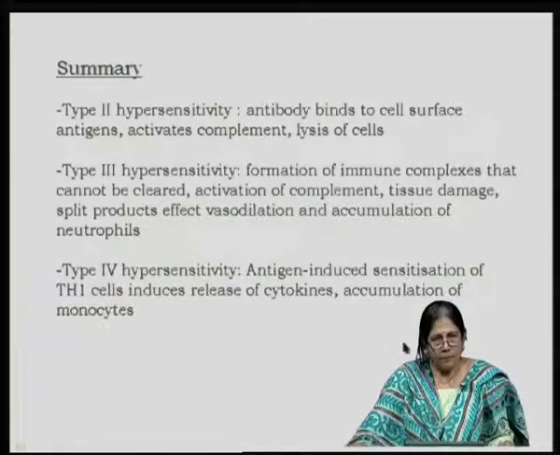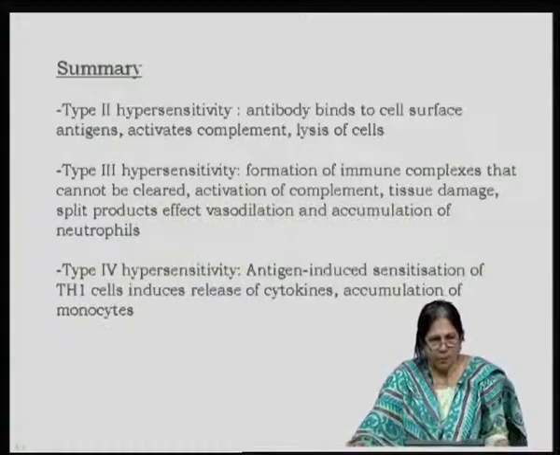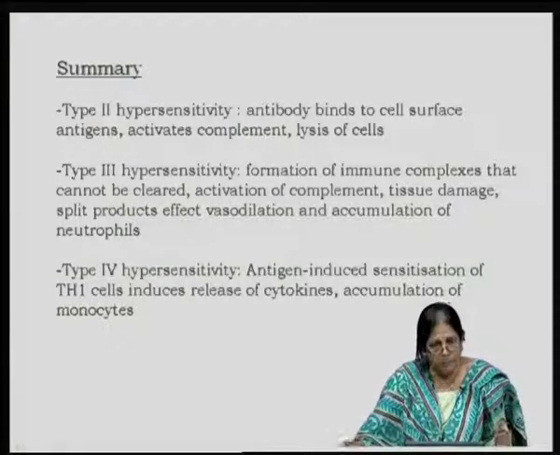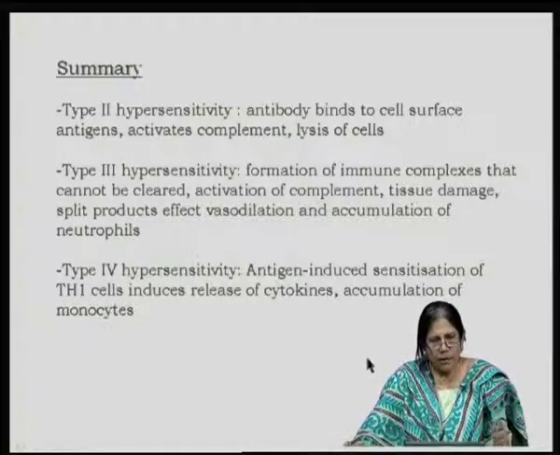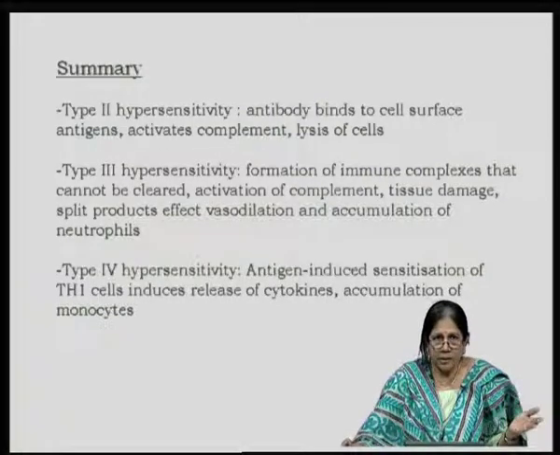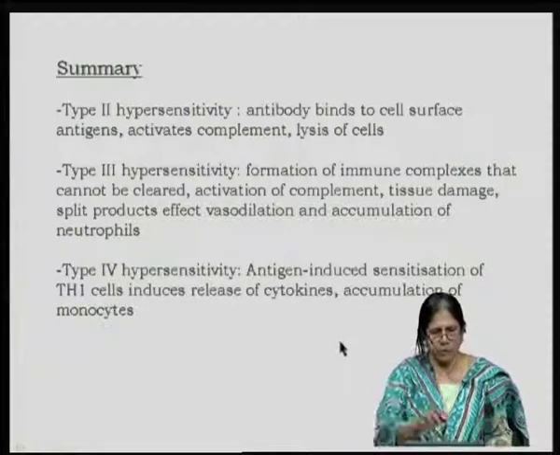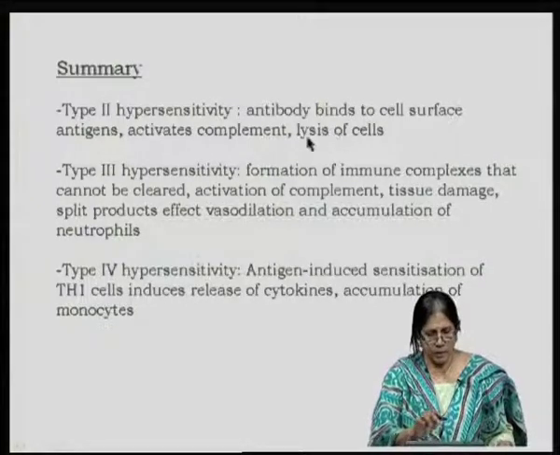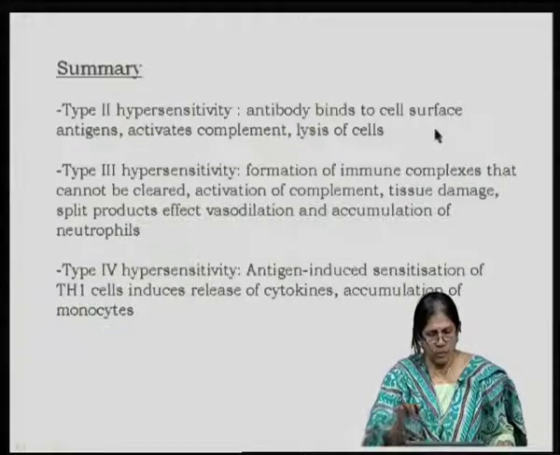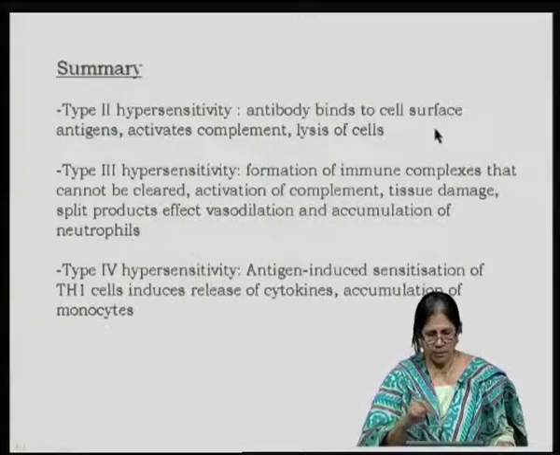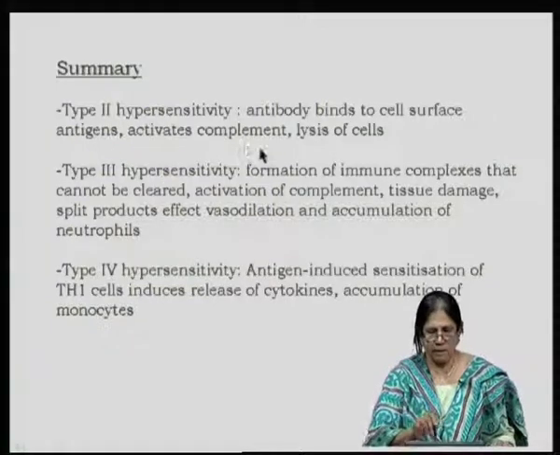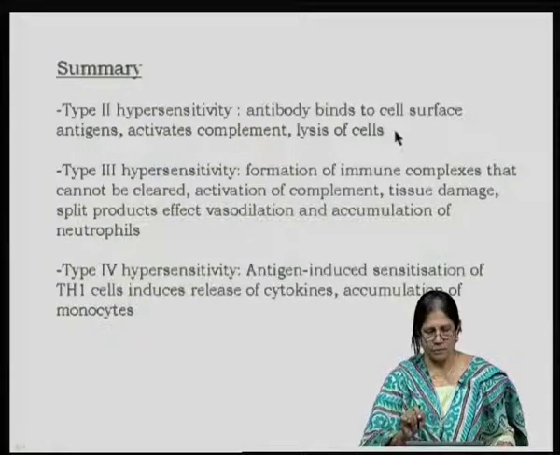So, I would like to summarize this part of my talk. We have come to the end of hypersensitive reactions. I have already talked about type 1 earlier, so let us just summarize types 2, 3 and 4. Type 2 hypersensitivity happens when antibodies bind to cell surface antigens and activate complement, which brings about lysis of cells.